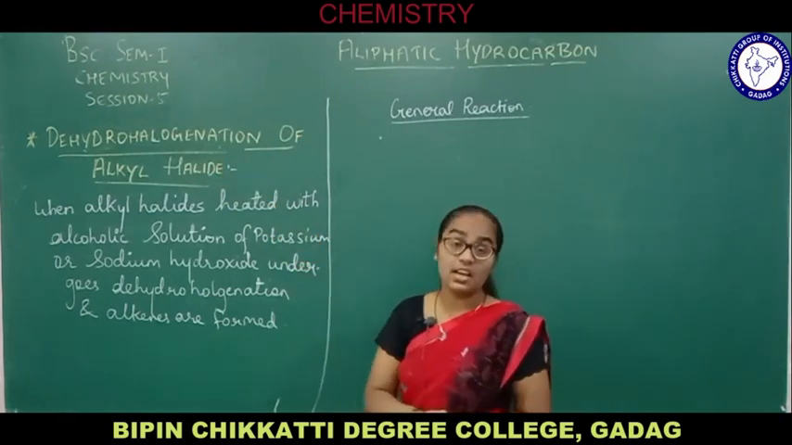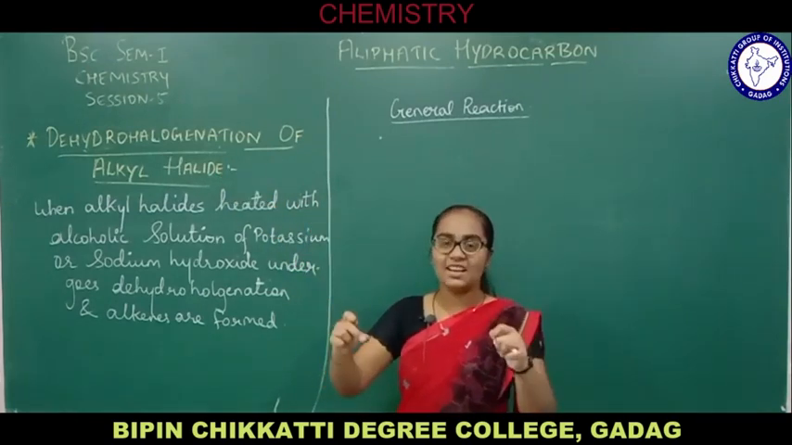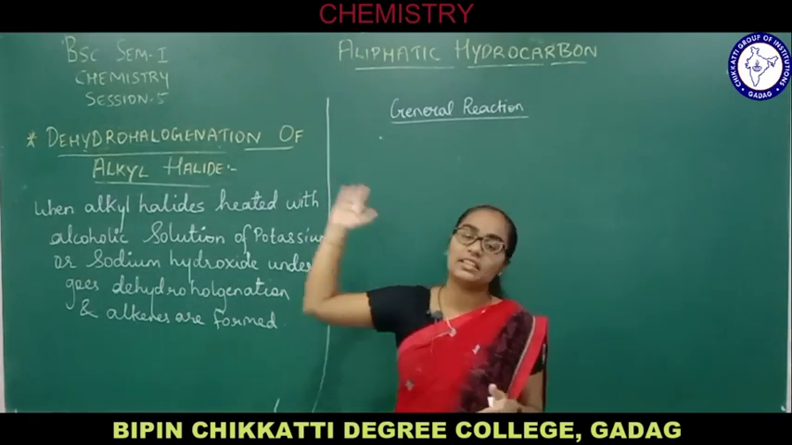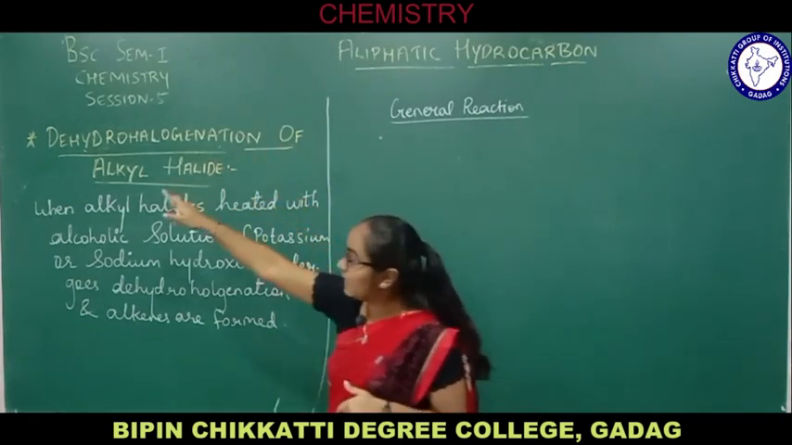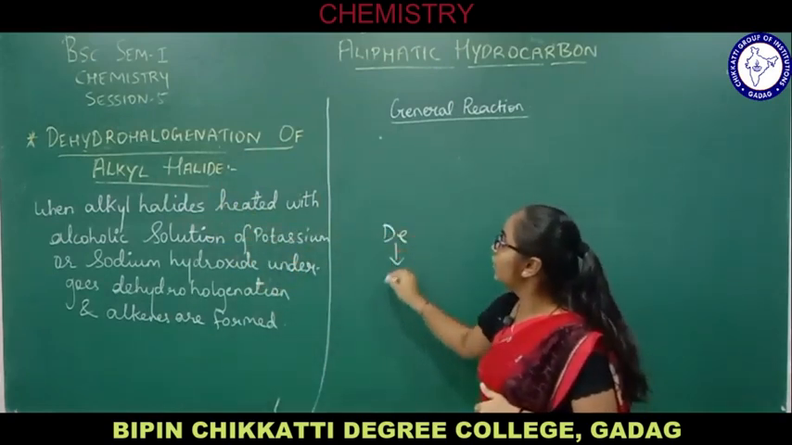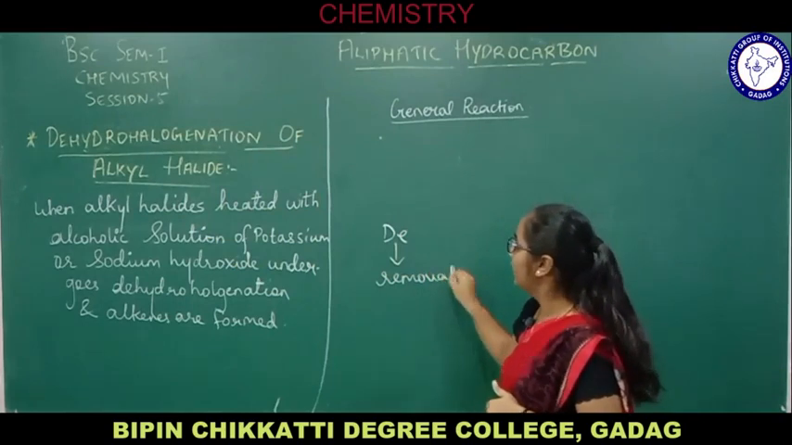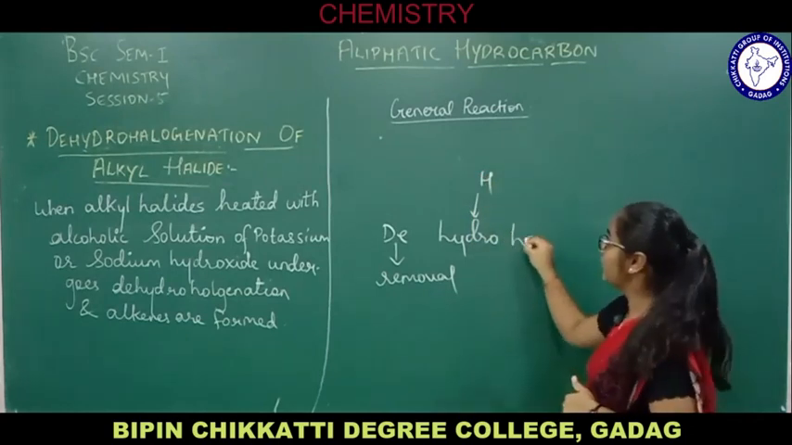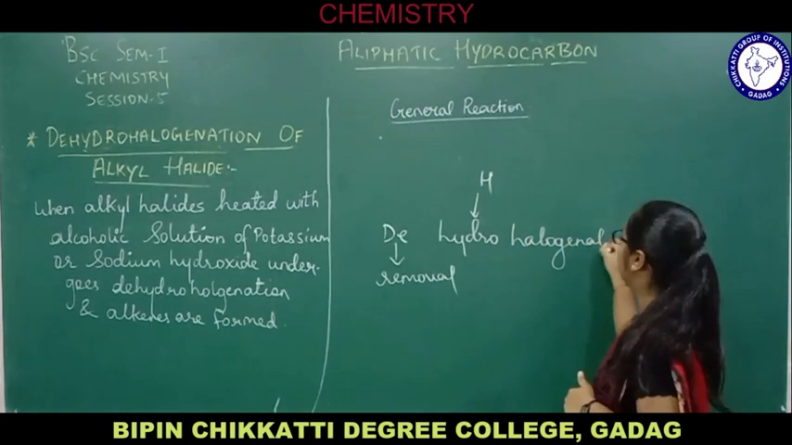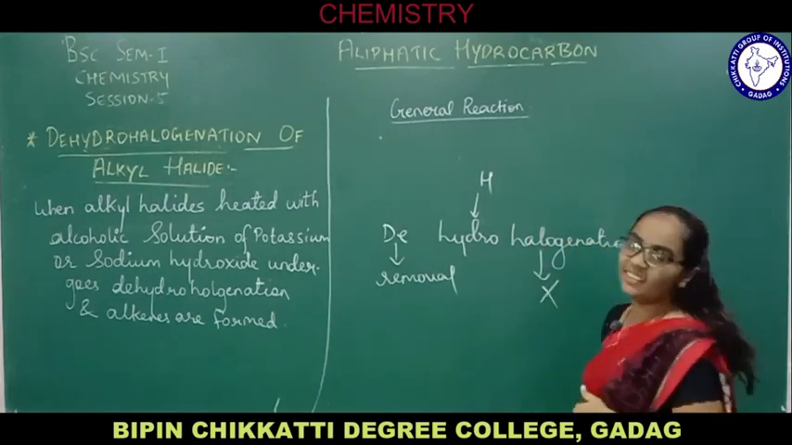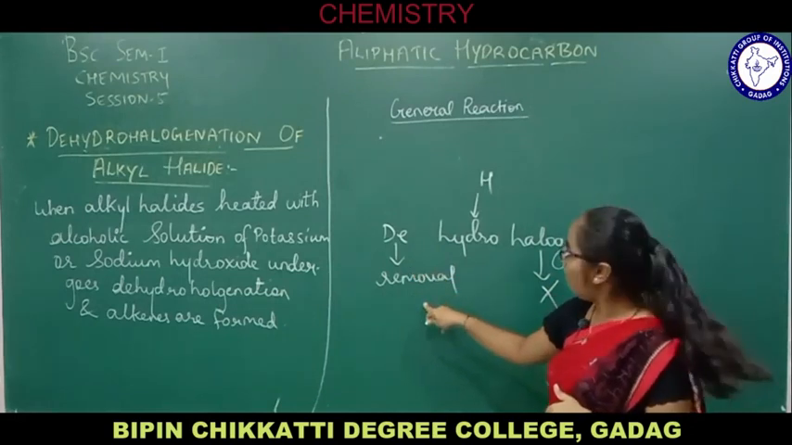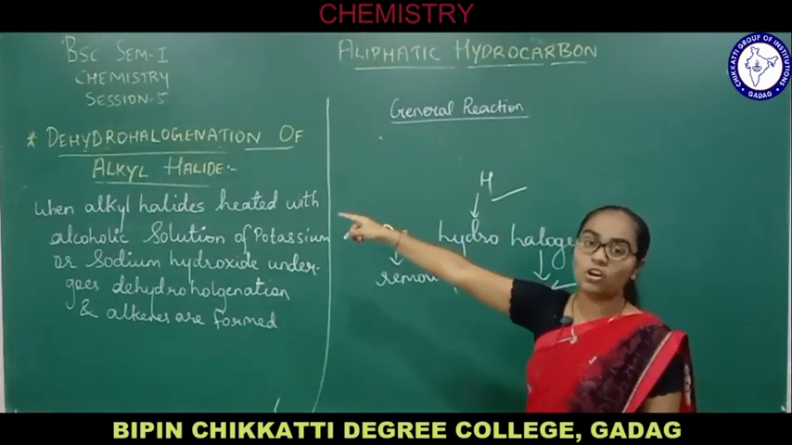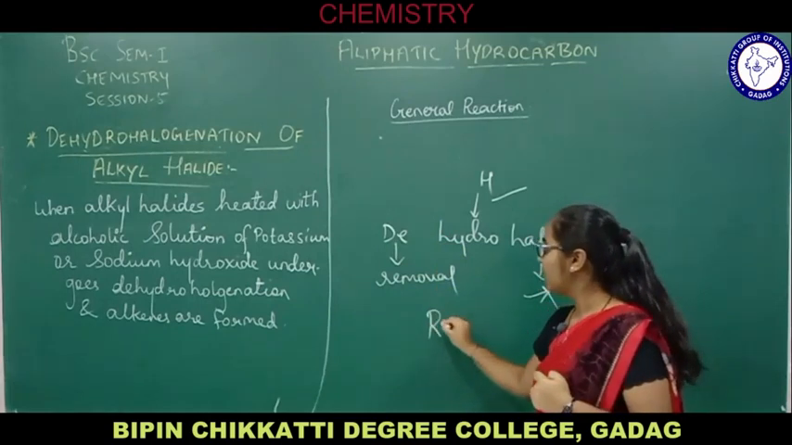dehydrohalogenation. This word has important words hidden within it, which give meaning to the topic, right? So what are those words? De means removal. Hydro means hydrogen group. Halogenation means halo group. So here, removal of the hydrogen group and the halogen group takes place from the reactant called alkyl halide.